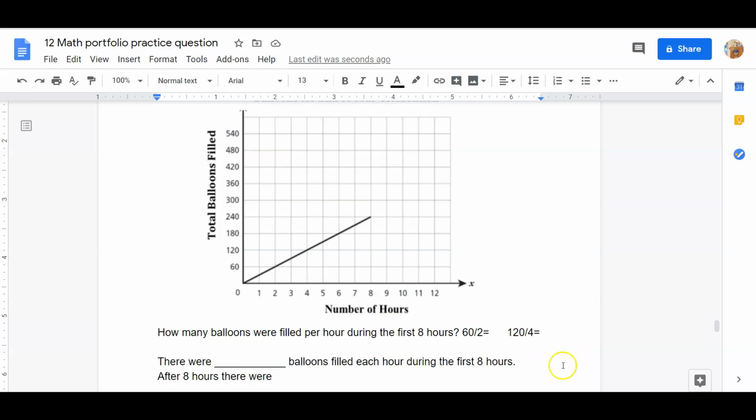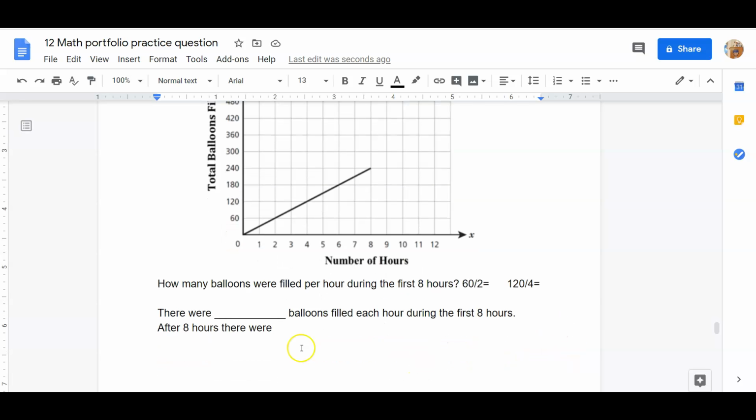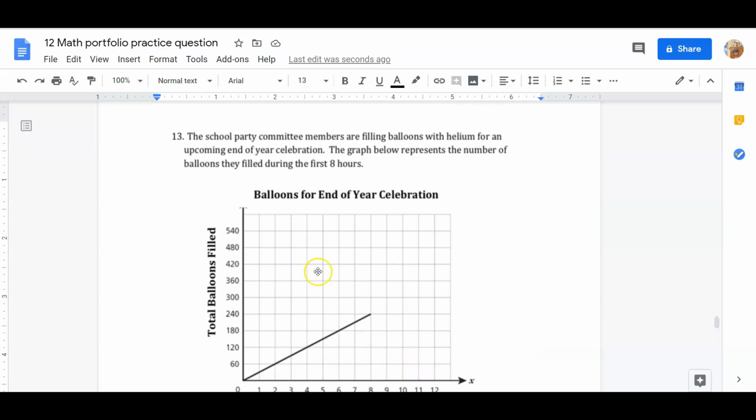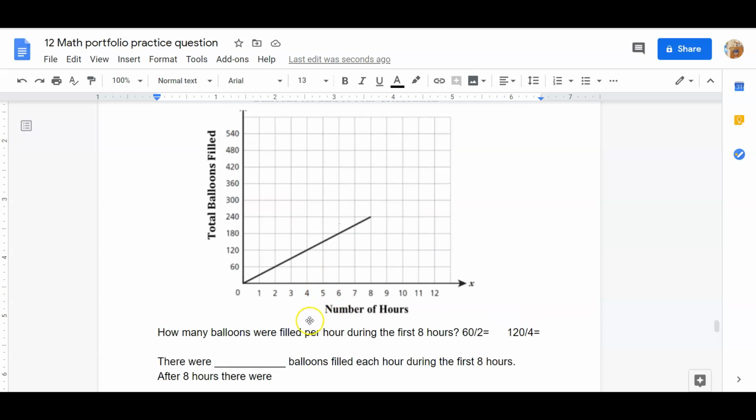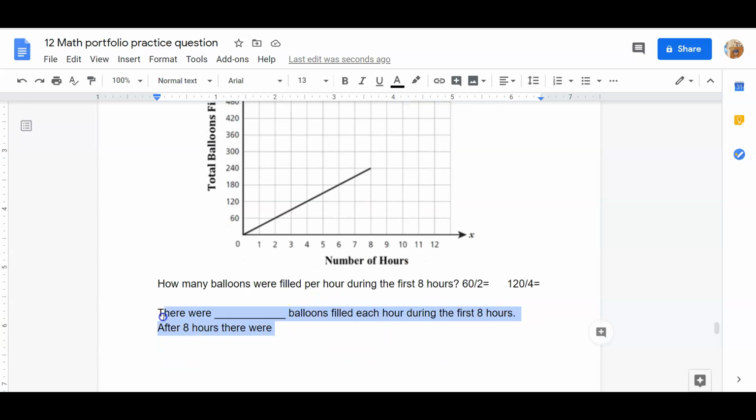I would follow these 2 steps. Make sure you show your work. Make sure you write this sentence. Make sure you tell me how many balloons there were after 8 hours. And this will be a good score. All right? Use your own words for this. Okay? We're not copying Mr. C's words. And you will be okay.